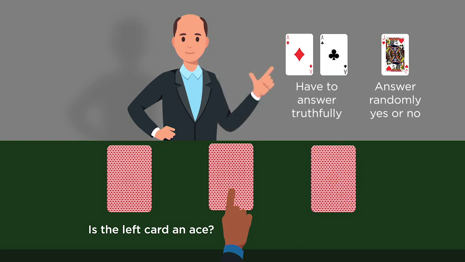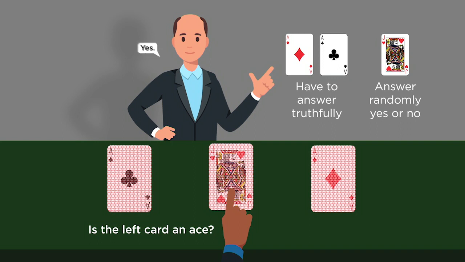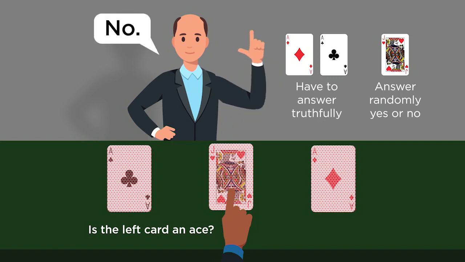But suppose you're pointing at the jack. Then I'll answer randomly. But that's okay, since in this case, the left and right cards are both aces. So if I answer your question with yes, then you won't go wrong by assuming the left card is an ace. And if I say no, then you won't go wrong assuming the right card is an ace.